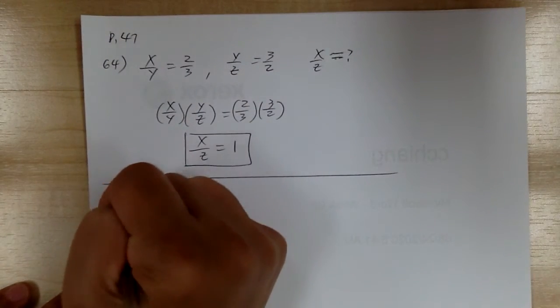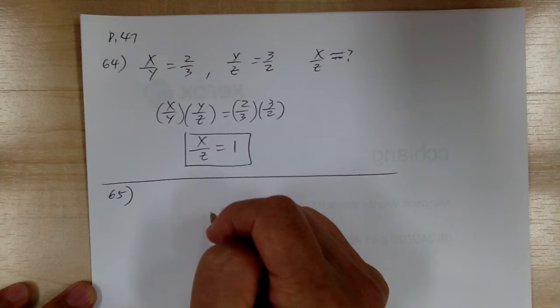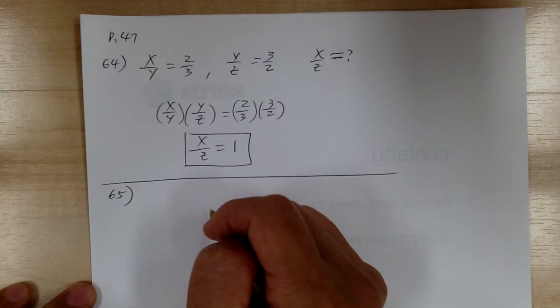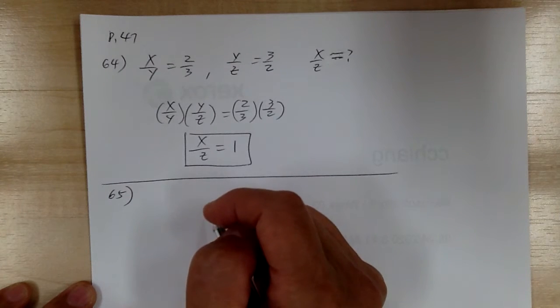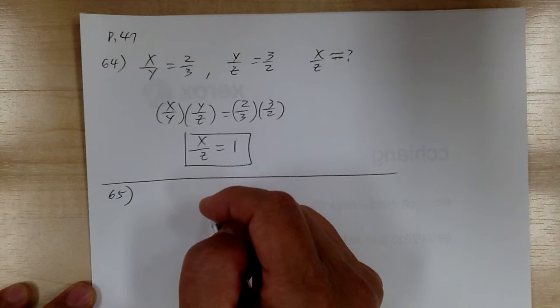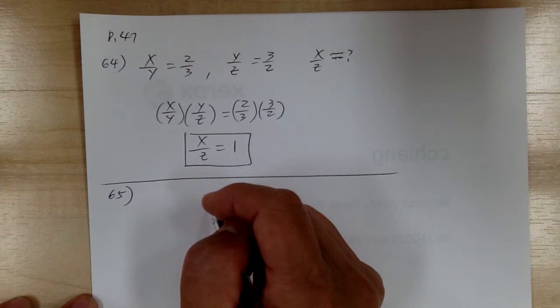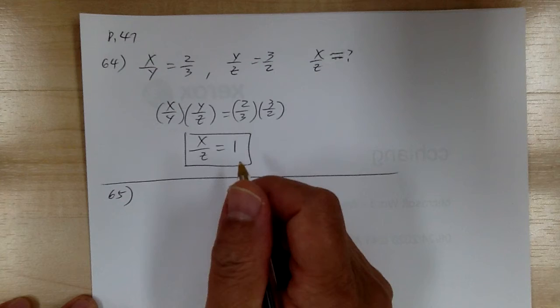Okay, let's go to 65. So you can read through the problem. The test has two parts. The first part is worth 60%, the second part is worth 40%. The student gets 95% on the first part, and what does the student need to average 90%?